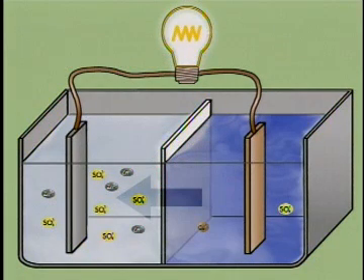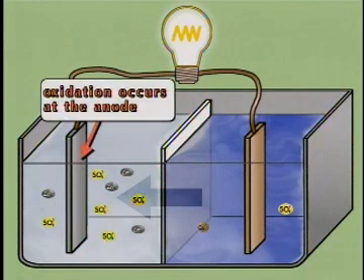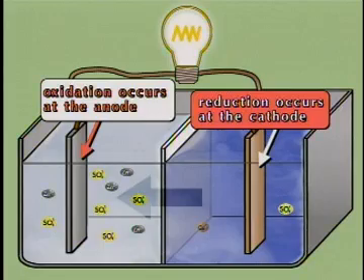This is an oxidation-reduction process. At the anode, oxidation, or loss of electrons, occurs, and at the cathode, reduction, or gain of electrons, occurs.